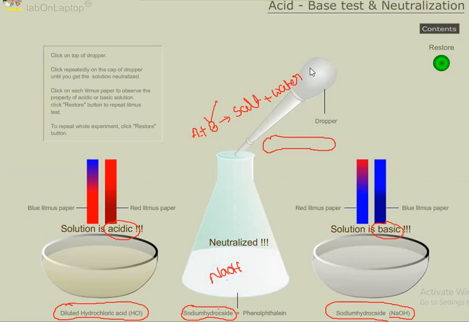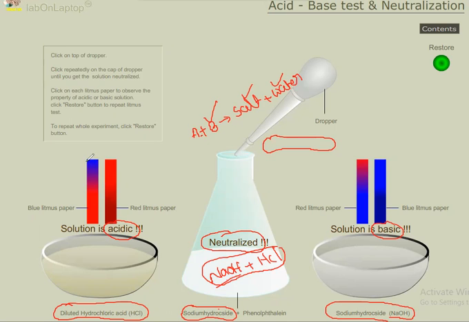Now look here. Why I did like this means we should keep on adding the solution until it neutralizes. So here the solution is neutralized and it forms a white salt and water. The reaction in which acid reacts with base: this is the basic solution, the acid is dilute HCl, and both react and give salt plus water. So now the solution is neutralized. Is it clear?